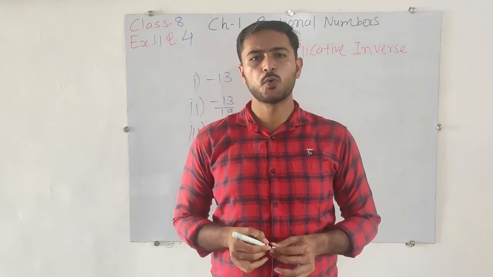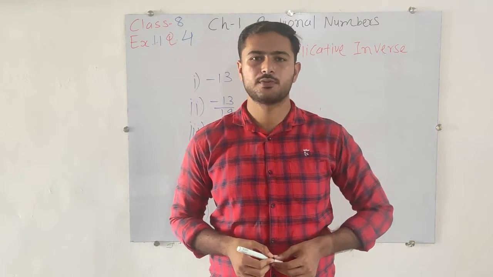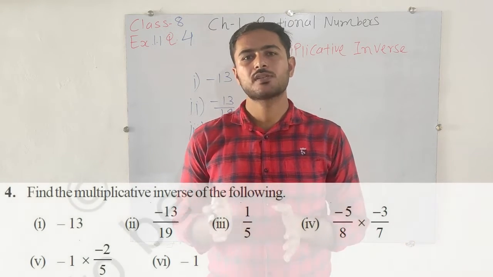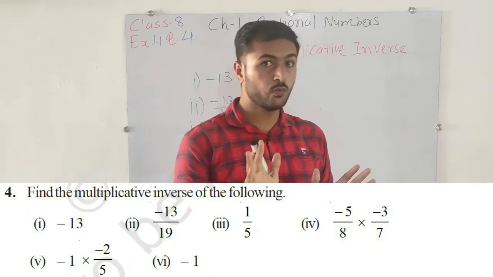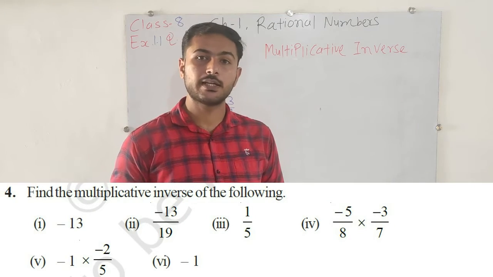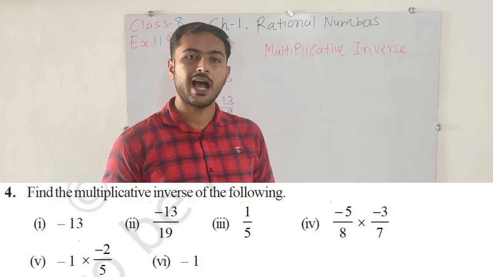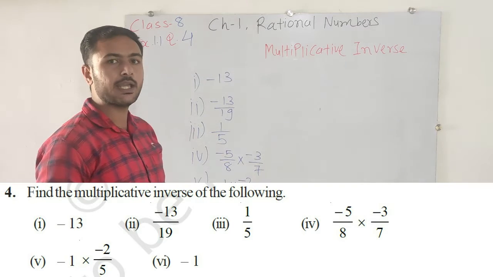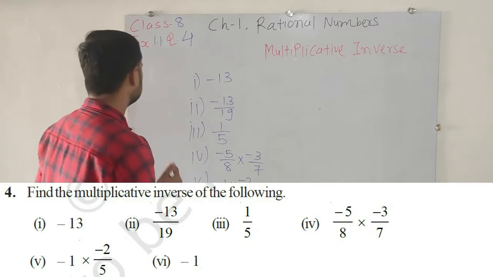In question number 4, we have to find the multiplicative inverse. Okay. In question number 3, we found the additive inverse, and in question number 2, we found the additive inverse, and here, in question number 4, it is the multiplicative inverse. How will we do that? Simply, that is minus 13. Okay. But before that, let's see one example.